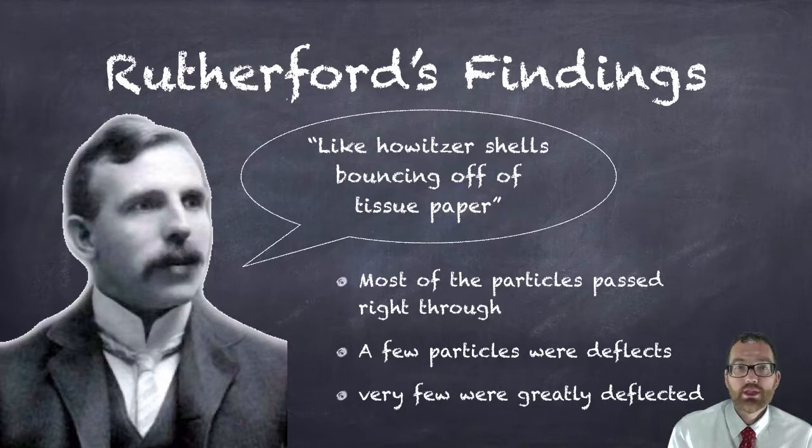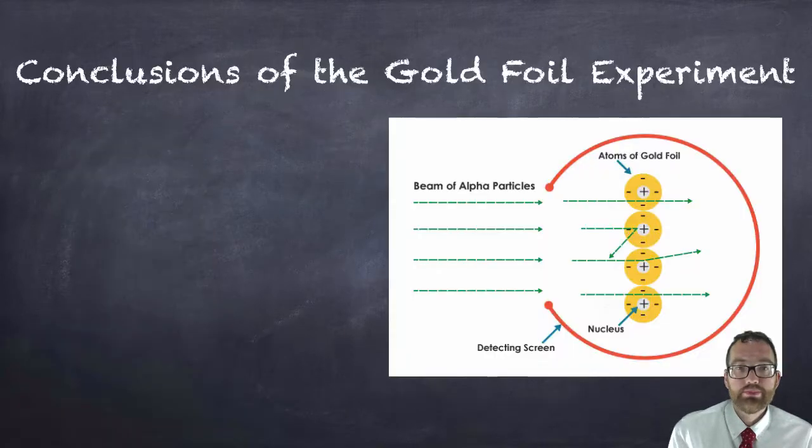If you don't know what a howitzer shell is, it's kind of like a tank missile. And if you shot it at tissue paper, you would expect it to go right through because howitzer shells are really big and they move really fast. So is an alpha particle. Alpha particles travel 1/10 the speed of light. So if you shot it at this little piece of foil and it bounced off and came right back at you, it was a pretty amazing finding for that time.